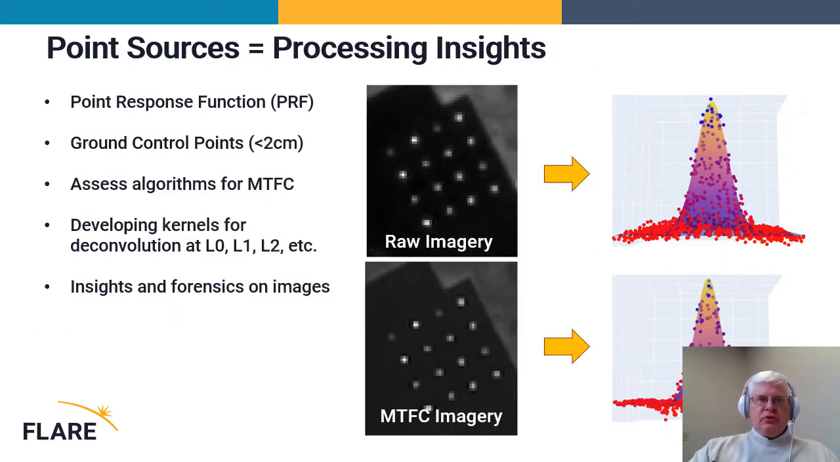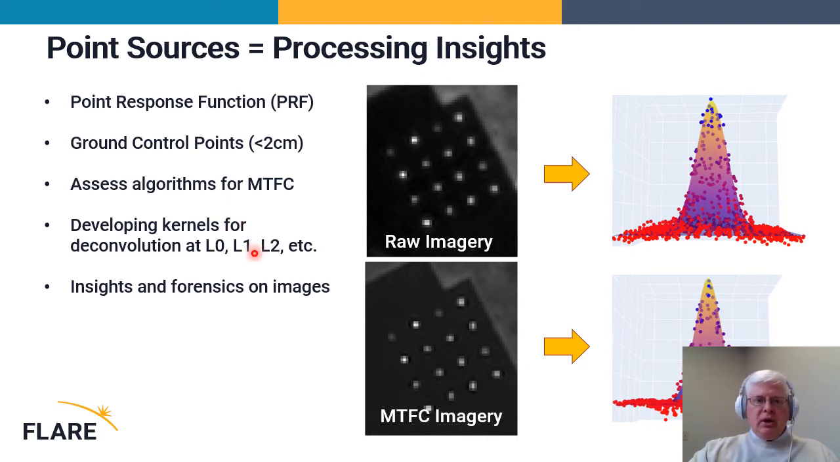The point sources also can be used to process the imagery at any level. So aside from the point response function, you can also derive MTF and other types of algorithmic kernels from different levels of imagery taken with the same point field. We can provide ground control points as well. We know where those point sources are, usually to less than 2 centimeters, and we can provide that information to you as well. That helps with geolocation and geopinning of the imagery.